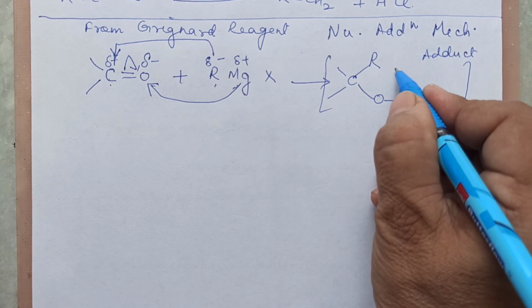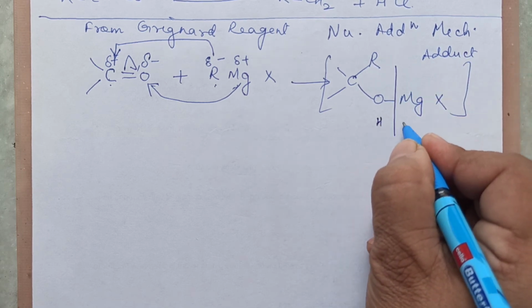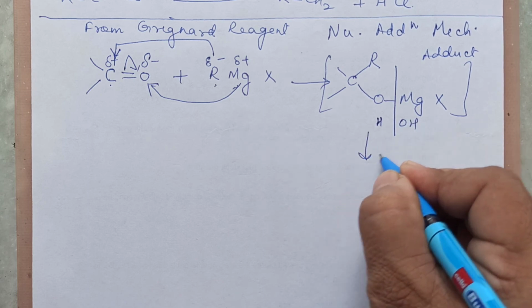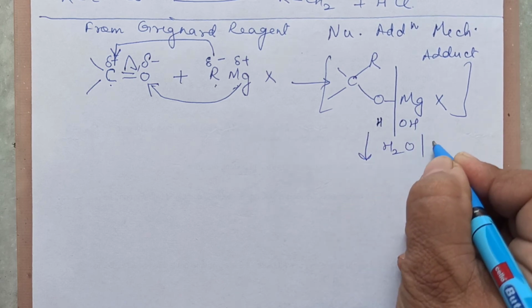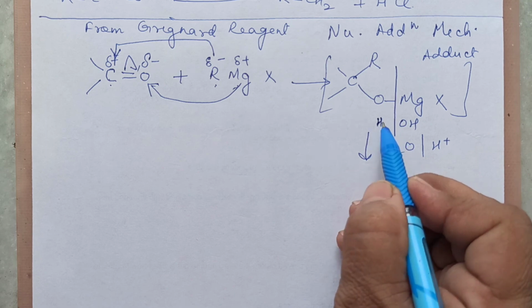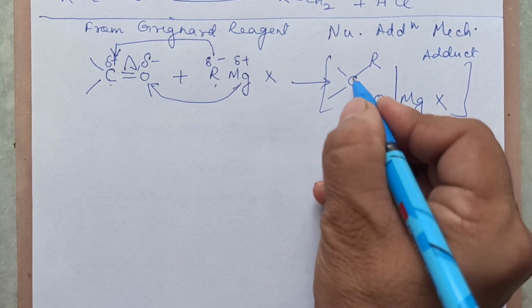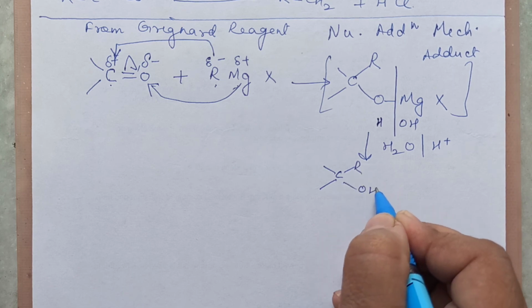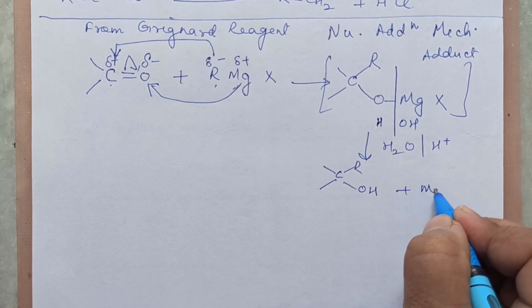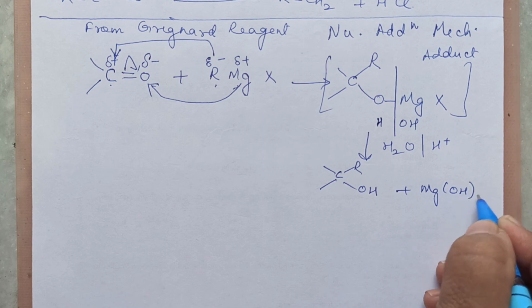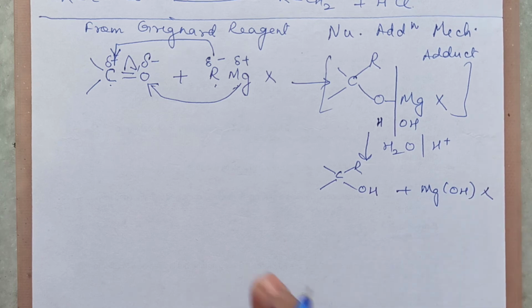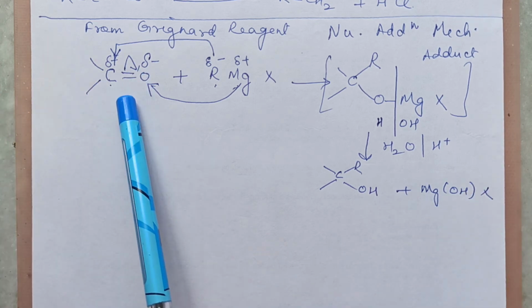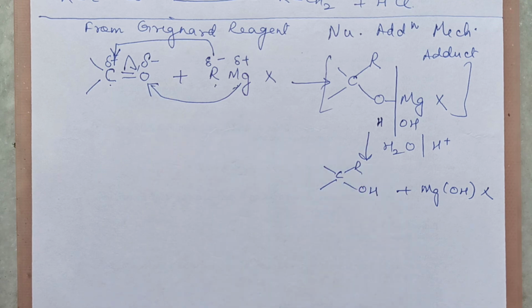This further breaks. Hydrolysis occurs in the acid medium, H2O, acid medium. So H will add here, OH will add here. When H adds here, what will you get? This R is there, you will get alcohol, plus MgOHX. This is the general thing I have written. This is any carbonyl compound, maybe formaldehyde, maybe acetaldehyde, or maybe ketone.